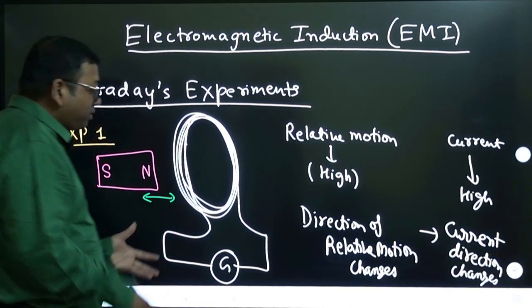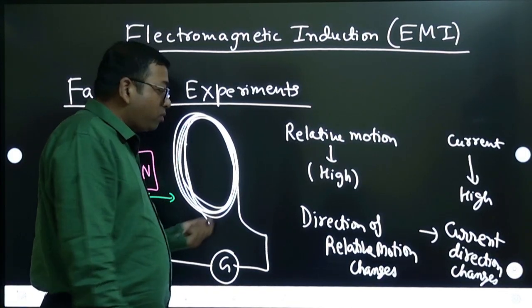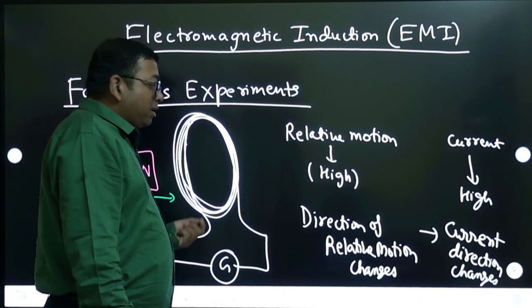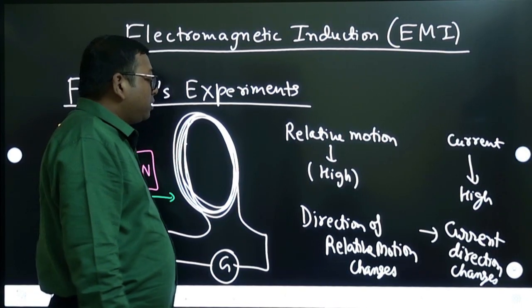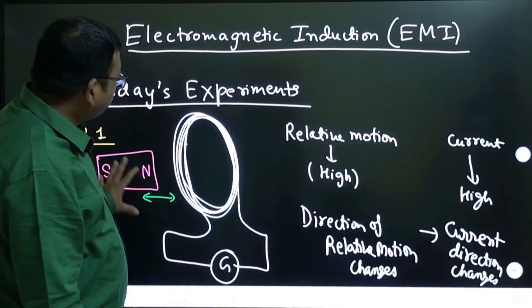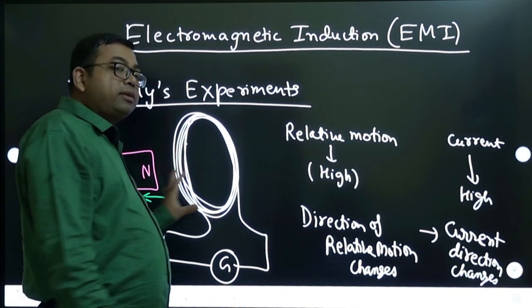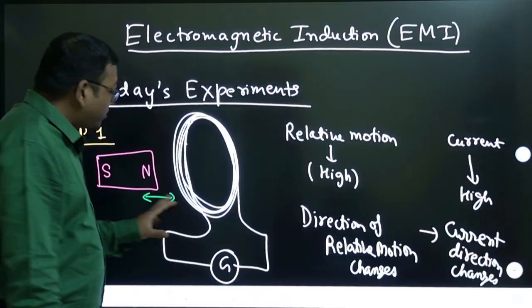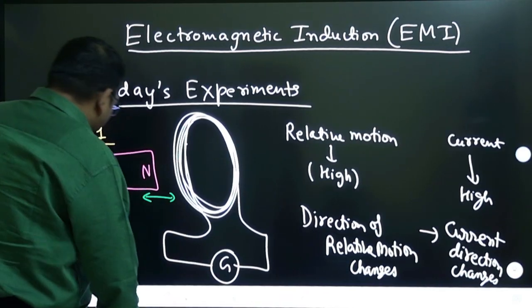Then there can be other factors, like if there are more turns in the coil, then there will also be more current, and fewer turns, less current. All these observations were there, but the major observation is that relative motion is there, and because of relative motion current is produced.